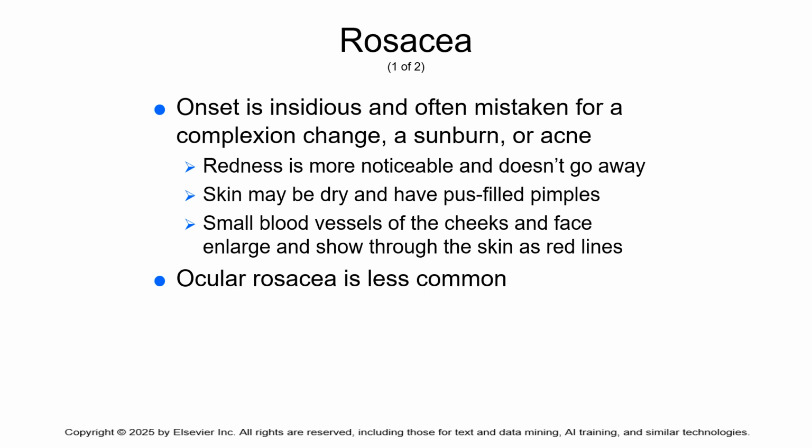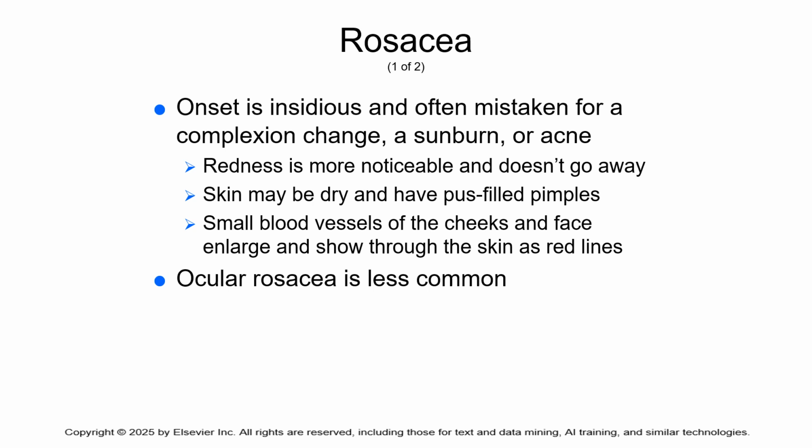Rosacea is a chronic inflammatory skin disorder. The skin gets red on the face. It might be confused, on a temporary basis, with a flush or a blush of the skin, but it doesn't go away. So it looks somewhat like that. It can also get in the eyes and cause some eye issues.